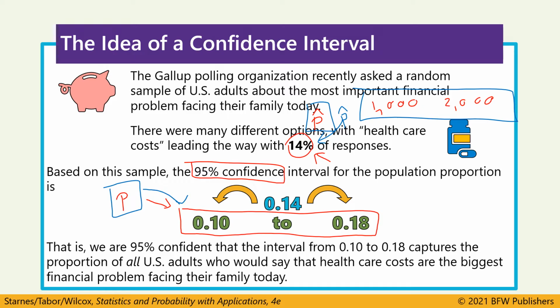So in other words, if we did take the trouble to go out and talk to every single family and find the proportion that would rate healthcare costs as their primary concern, we believe that the proportion who would say healthcare is their primary concern is somewhere in the range of 10 to 18%.